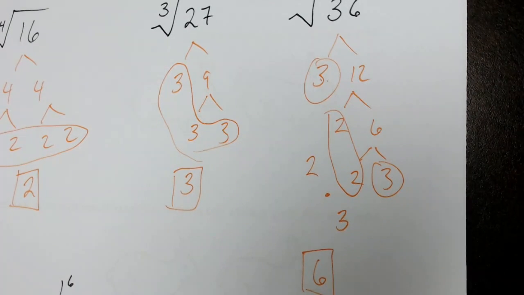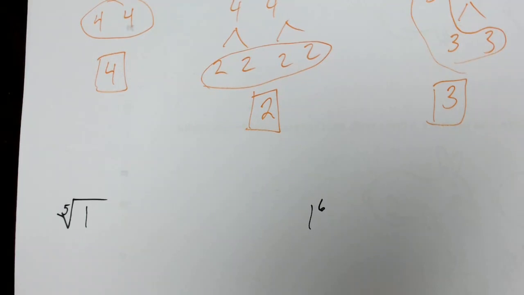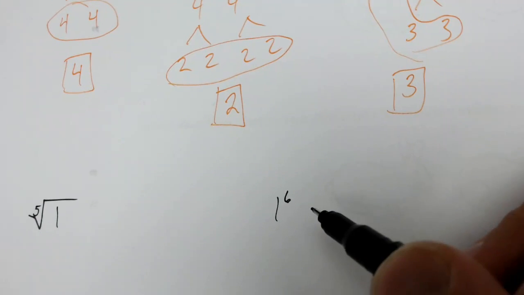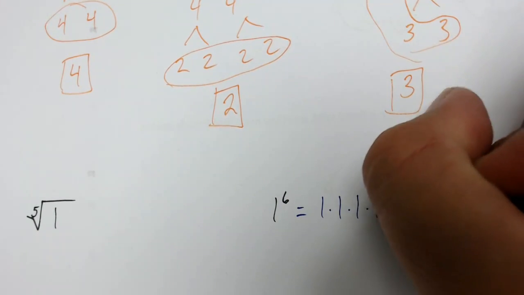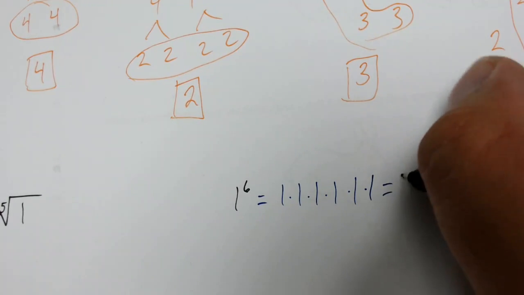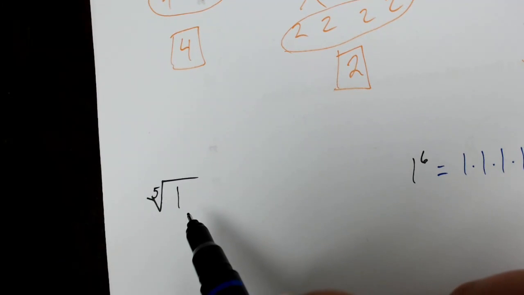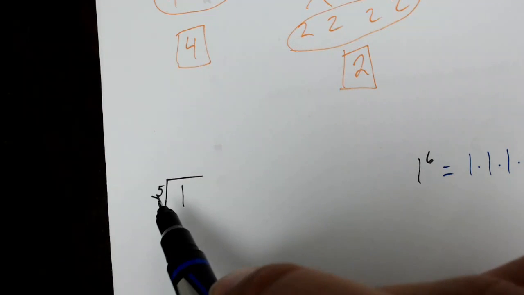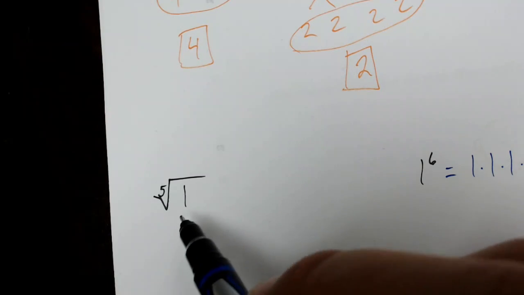All right? Now there's one special case we need to look at while we're doing these, and that's the number 1. Interesting thing about the number 1 is that if we take 1 to the power of 6, which is equal to 1 times 1 times 1 times 1 times 1 times 1, the answer will just be 1. So that means the root of the number 1, it doesn't matter what the requirement is, if it's 5, 6, 7, 2, 3, if it's a square root, a cubed root, a fourth root, it doesn't matter.